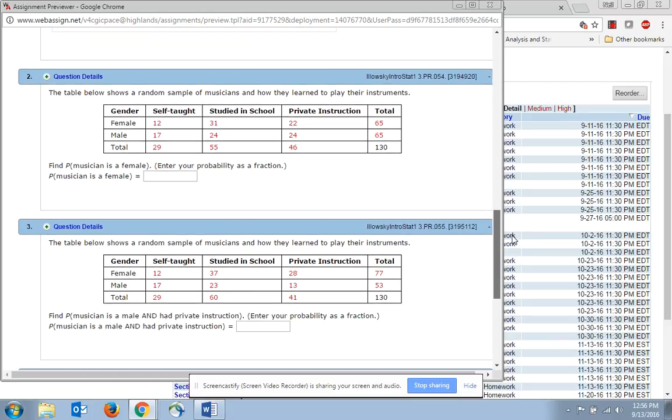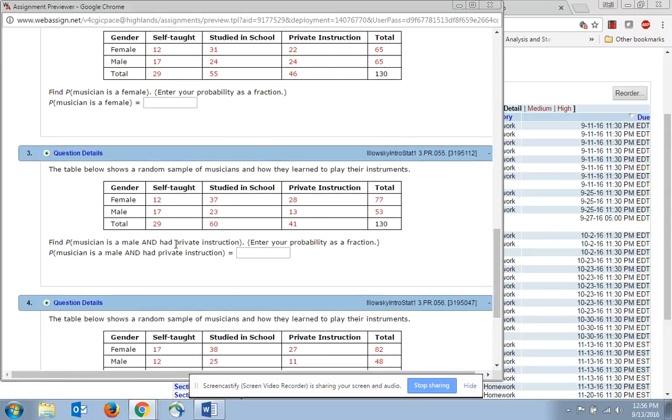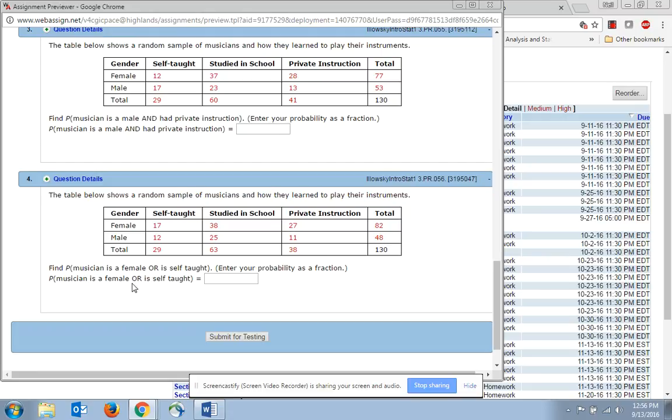Now, question 2 is a little bit different. You actually have a table. So for this one, it's saying, find the probability a musician is female. Okay, so all these are musicians, but you want to find out if she's female. So it's pretty easy to do. You're just going to look at your female and put it over the total. Okay, and then down here, your musician is male and has private instruction. So you're going to look at he's male and does he have private instruction? And then down here, you're going to see the musician is female or is self-taught. So here's the self-taught and here's the female.